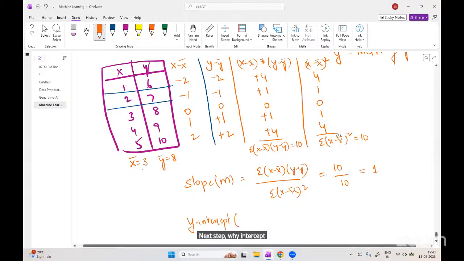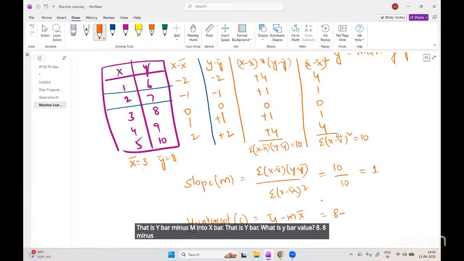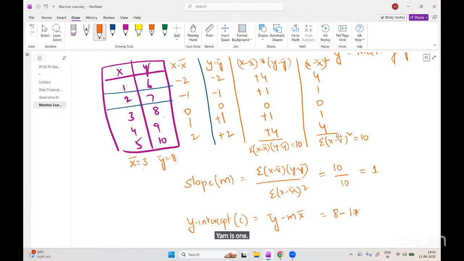Next, I am going to calculate my y-intercept, that is C. That is y bar minus m into x bar. What is y bar value? 8. 8 minus m. M is 1. And what is x bar? 3. So 8 minus 3, which is equal to 5.